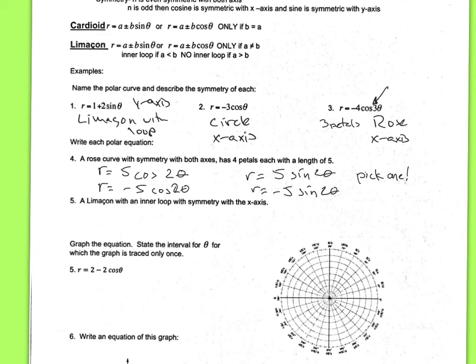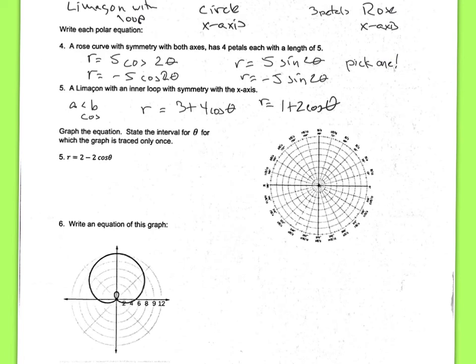So we have inner loop, which means A is smaller than B. And we need to use cosine because it's x-axis. So pick two numbers. I don't know what two numbers you want to pick. 3 plus 4 cosine theta. You want to pick r equals 1 plus 2 cosine theta. You pick. The first number has to be smaller than the second number. How much smaller? Doesn't matter. Obviously, if the numbers are closer together, it's a tiny bit easier to graph. So you're not asked to graph it, so you don't care.